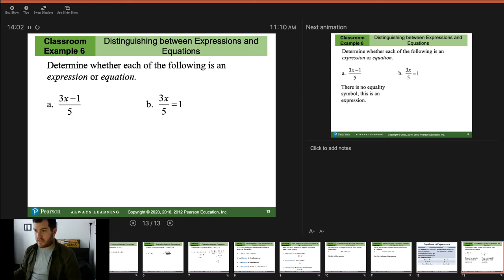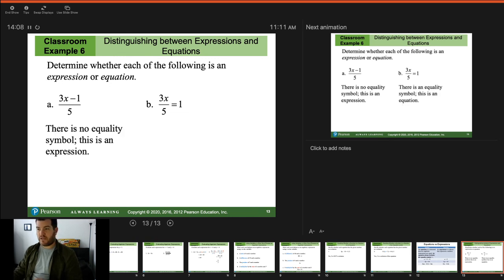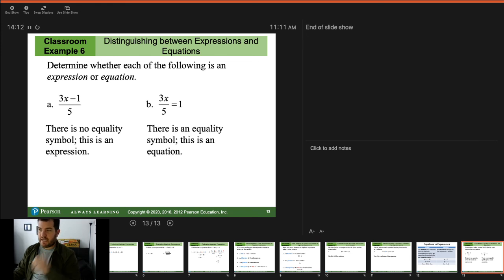That was awkward. Sorry about that. So 1, yes, that's an expression because there's no equal sign, so that's an expression. And the second one is an equation because there is an equal sign.